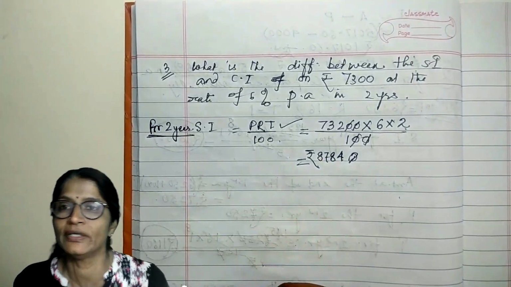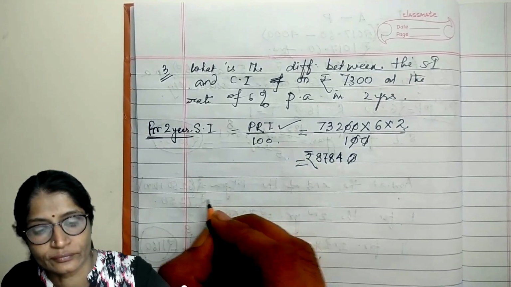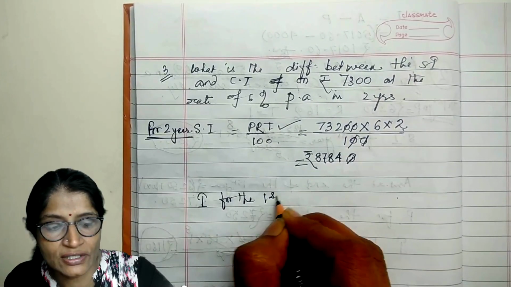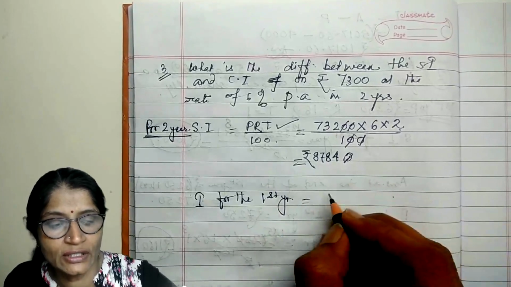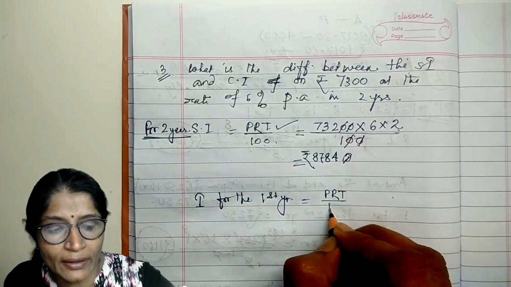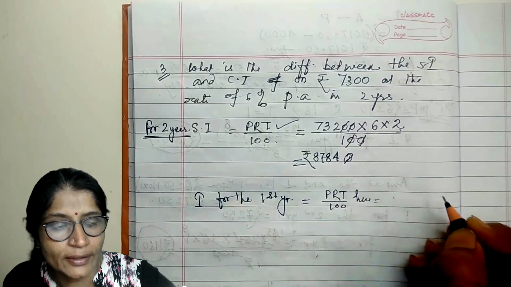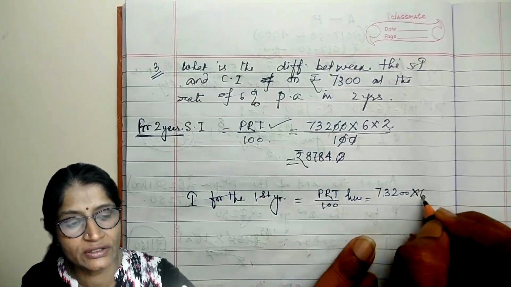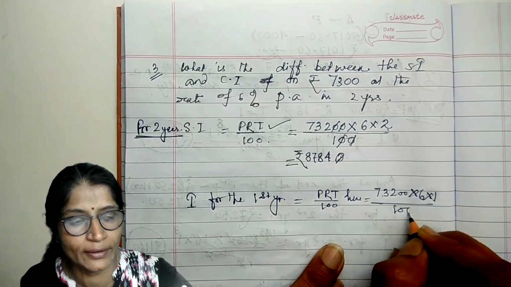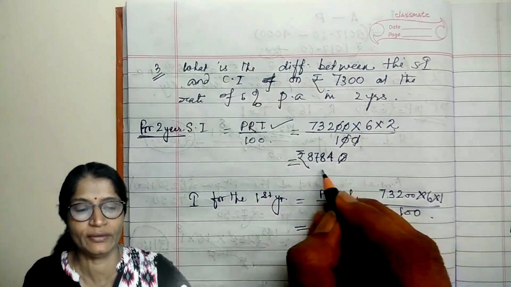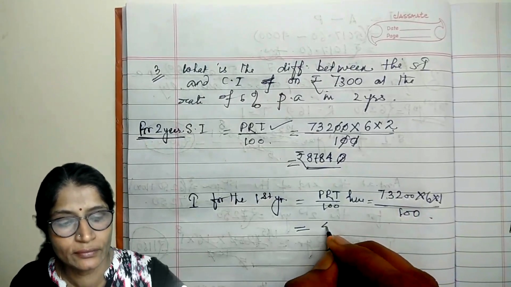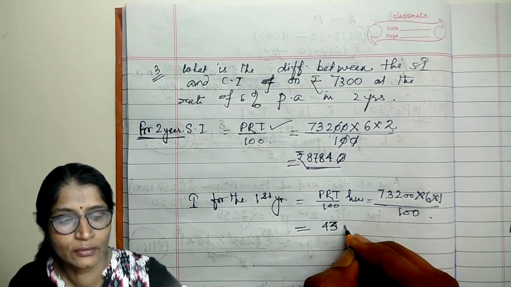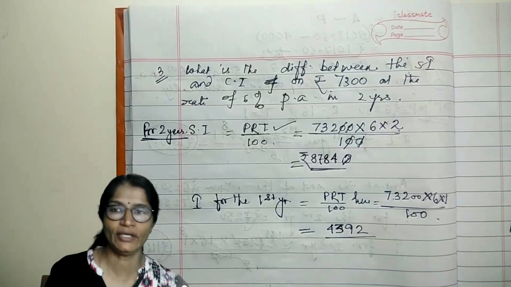Now calculate the simple interest for the first year. I for the first year is equal to PRT by 100. Here P is 73200 into 6 into time is 1 divided by 100. So actually it will be half of whatever you are getting for the 2 years. So it is 4392.